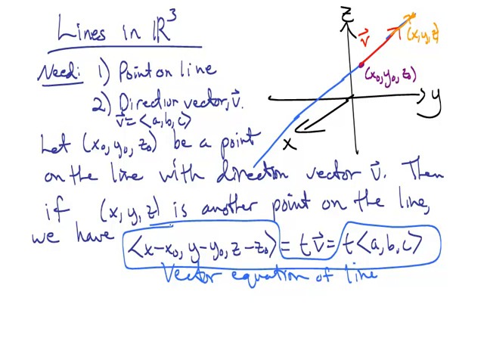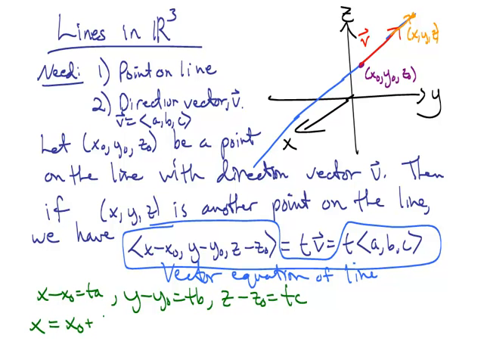That is to say, I have that x minus x naught is going to equal t times a. Y minus y naught is equal to t times b. And z minus z naught is equal to t times c. So I can solve each of these for x, y, and z respectively, and that's going to give me my parametric equations. In other words, x is equal to x naught plus t times a.